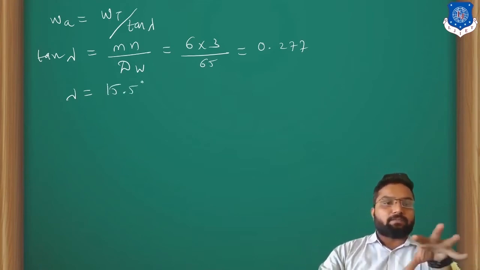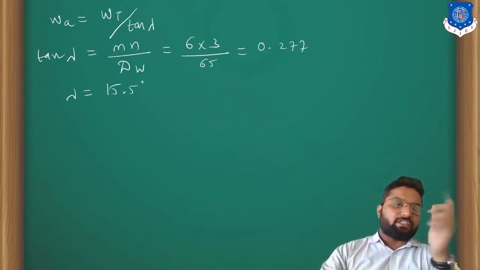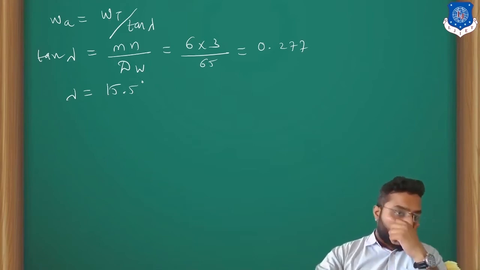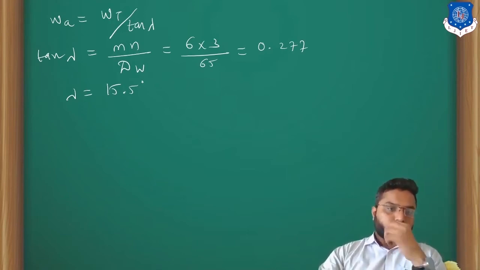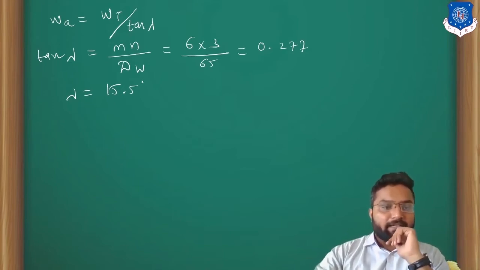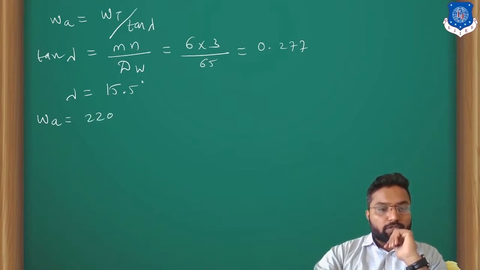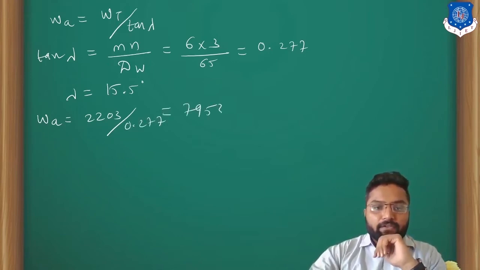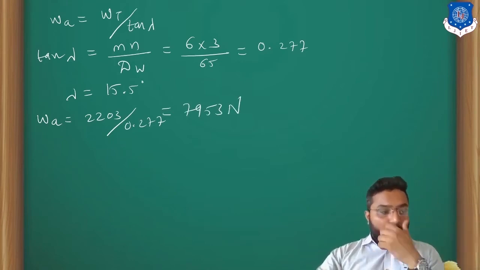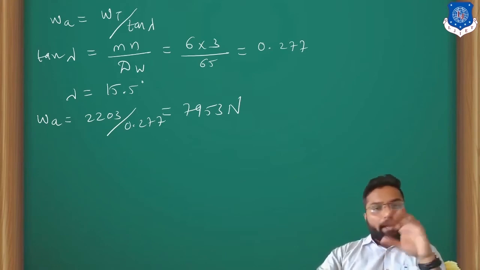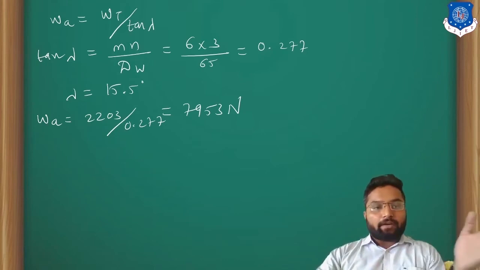I hope you understand this point, because tan lambda, which we discussed in the previous session, depends on module, number of starts and diameter of the worm, and here we have found our lambda, which is 15.5. Now let's find WA, which is the axial thrust. WT was 2203 divided by tan lambda, which is 0.277. So ultimately 7953 newtons is going to be our axial force. So the second thing they asked for, we have found. I hope you understand this aspect as well.